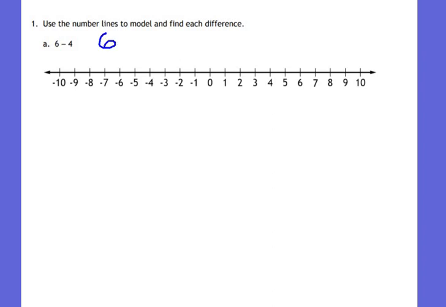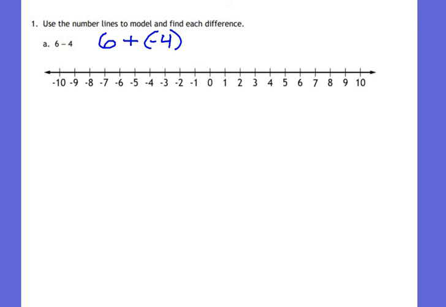So we're going to take 6, change it to an addition problem, and we take the opposite of that second number. Right now, it is a positive 4. What is the opposite of a positive 4? Negative 4. So I changed it to an addition problem. That means the same thing.